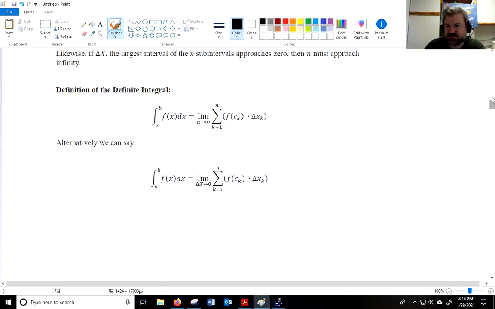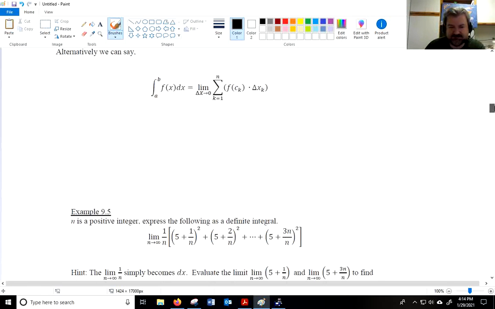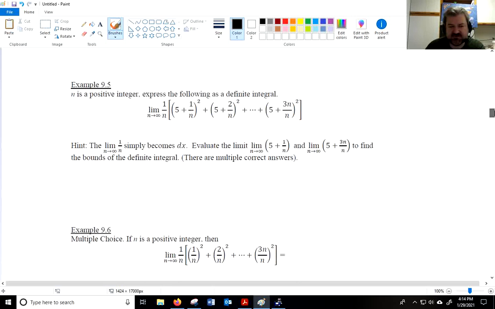So remember, a definite integral really is a limit. So let's take a look at this question. If n is a positive integer, express the following as a definite integral. Wow, look at that. How are we supposed to figure that out? Well, they could even ask us to maybe evaluate this, to have to add all those things up. Well, that would be really difficult, but I have a hint for us.